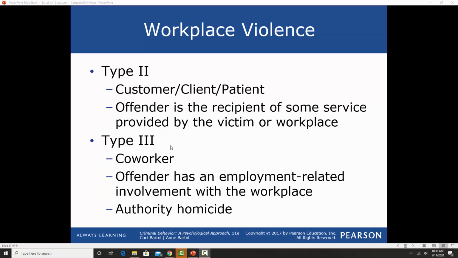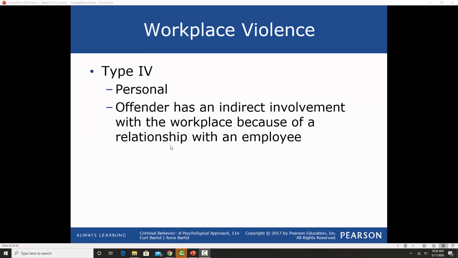Type 2, the offender is the recipient of some type of service or a former client. So the offender received some type of service or had that type of relationship. You were a customer, you were a client, they were a former patient, something like that. Type 3, coworkers. Current or former employee includes authority. Homicide, where the target includes people in higher positions than the offender. But it is somebody that goes into a workplace and shows violence towards people that they work with or did work with.